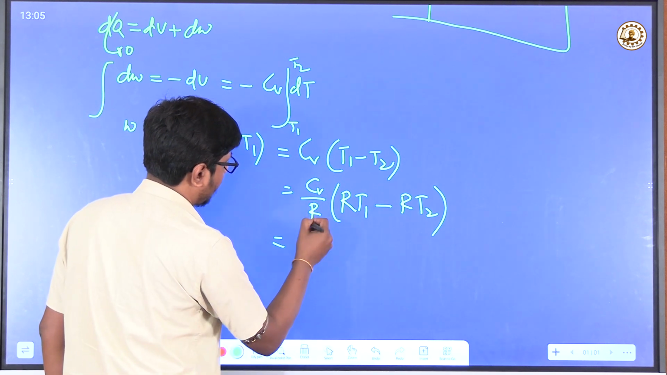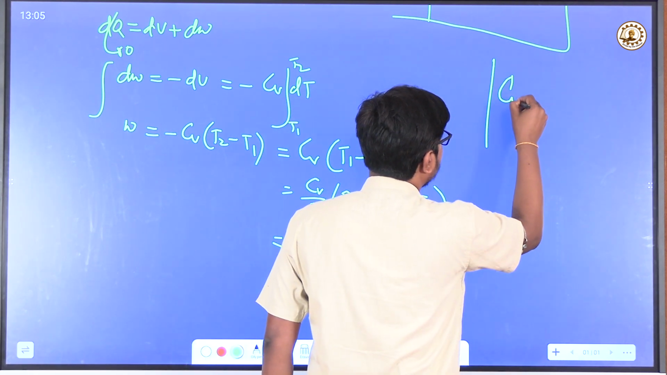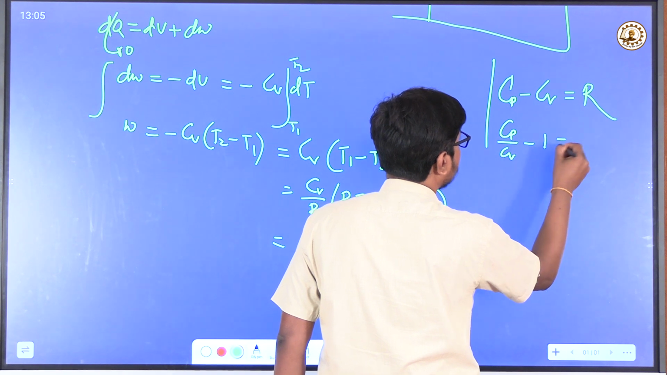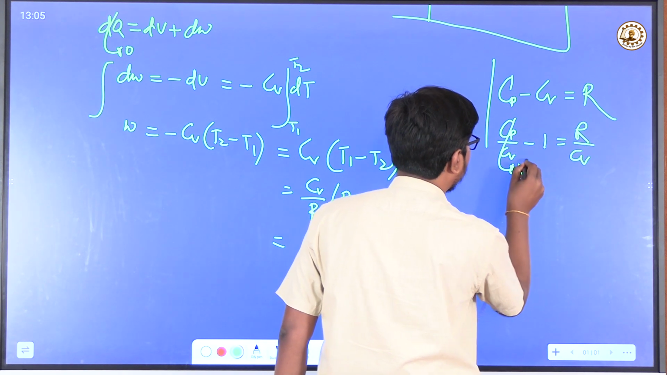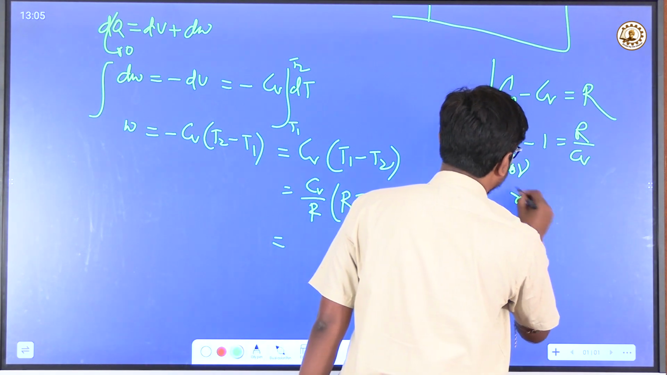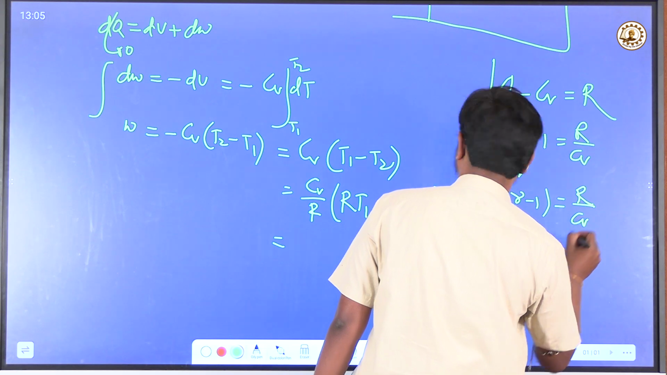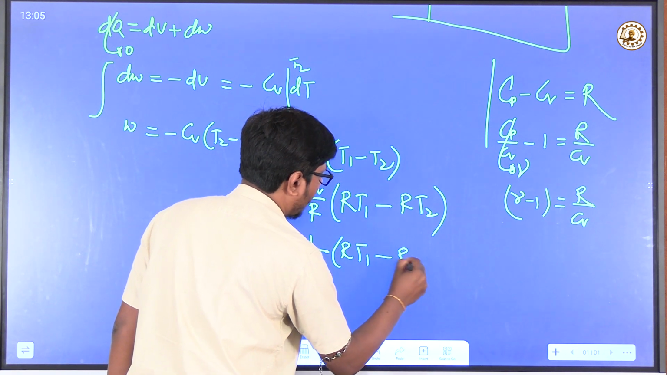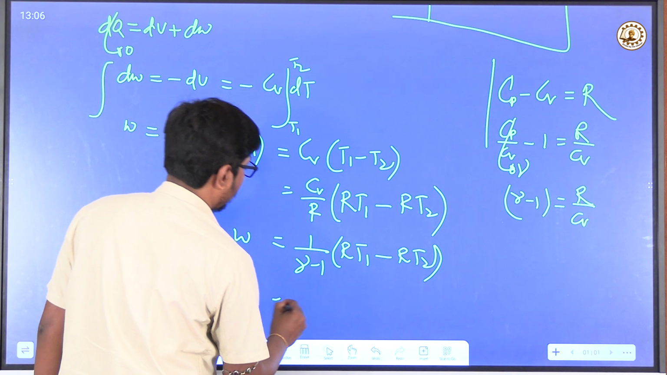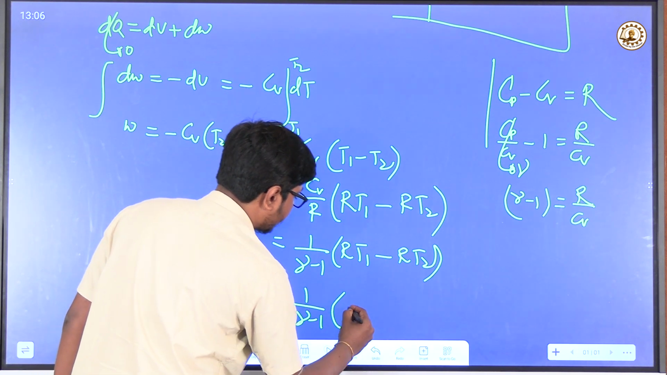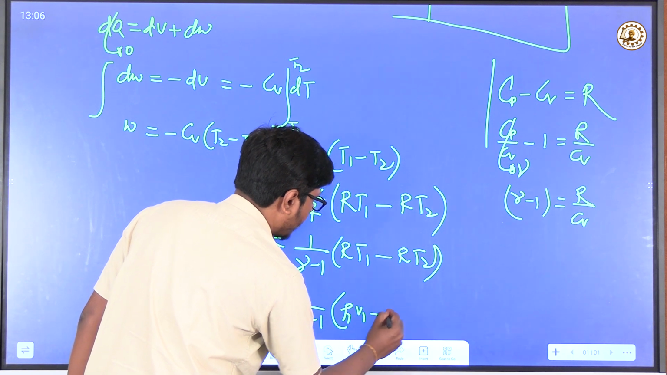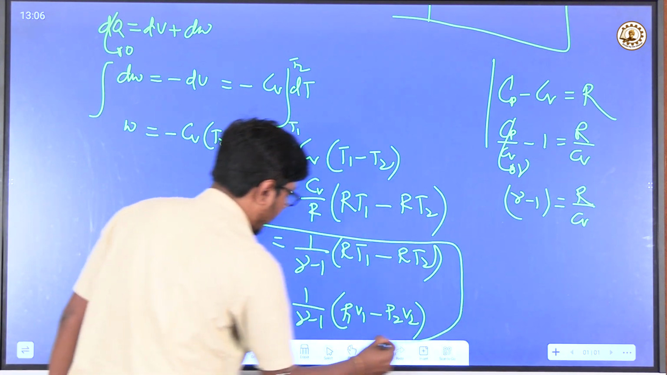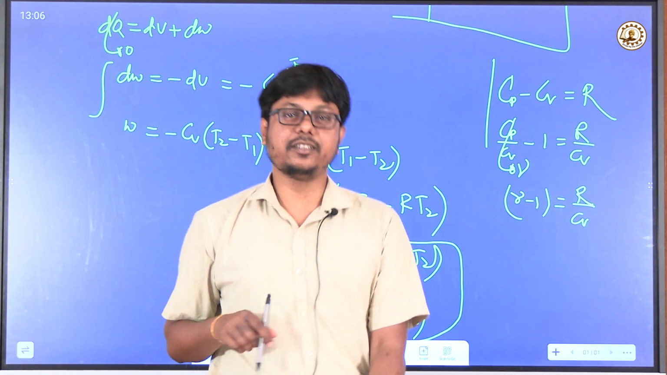Again, Cp minus Cv is equal to R, and Cp by Cv minus 1 is equal to R by Cv, where Cp by Cv is gamma. So gamma minus 1 is equal to R by Cv. So the work done w is equal to R T1 minus R T2 divided by gamma minus 1, and also we can write the work done as p1 v1 minus p2 v2 divided by gamma minus 1. This is the formula for work done in the adiabatic process. Thank you so much, and meet you in the next video lecture.